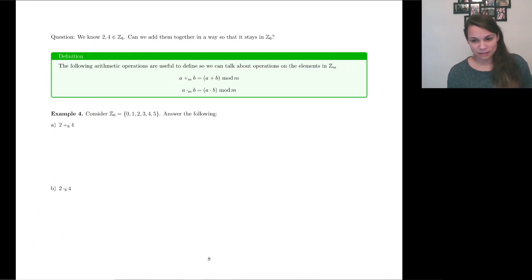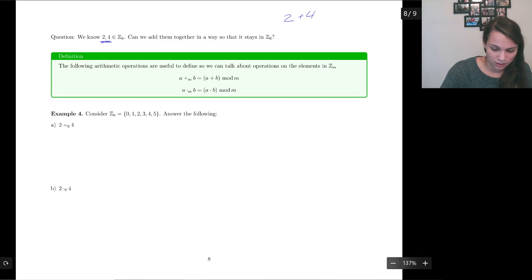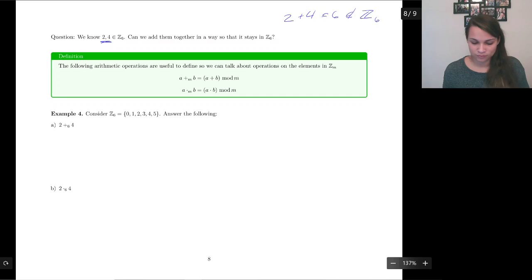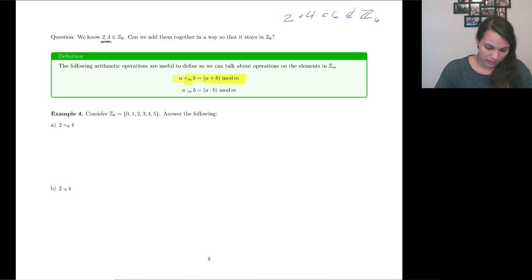Now we're going to start defining what it means to add and multiply within a congruence class. Like we know 2 and 4 are elements in Z6, but how do we add them together and stay in Z6? 2 plus 4 is 6, and that is not an element in Z6. It stopped at 5. So the way we're going to define addition and multiplication is a plus b with a little subscript m is just going to be a plus b mod m, and a times b with a little subscript m is a times b mod m.